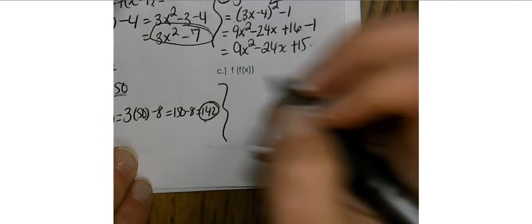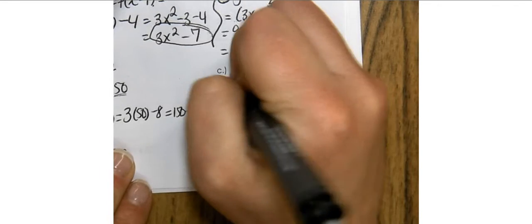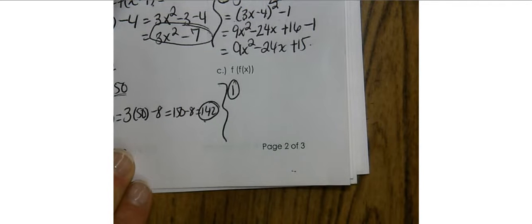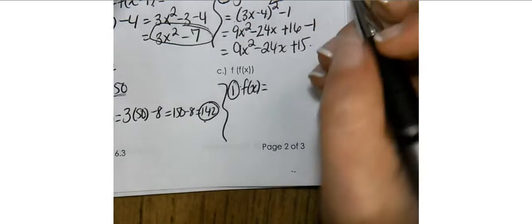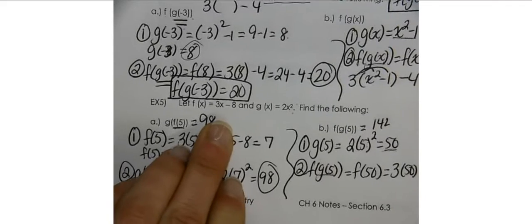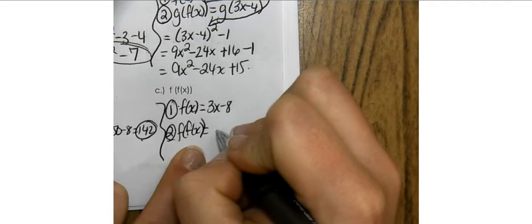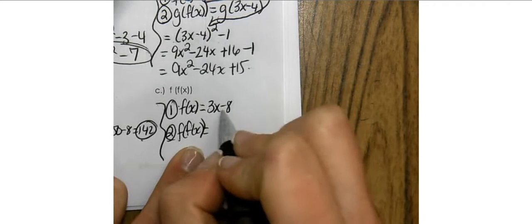And finally, we have f of f of x. So f of f of x means that we're going to substitute f of x back into itself. So the first thing we need to identify is what f of x actually is equal to. And in this case, it's 3x minus 8. So I know that f of x is 3x minus 8. Next, I'm going to identify what f of f of x is, which means that I'm going to replace the inner f of x with 3x minus 8, since that's what it's equal to.